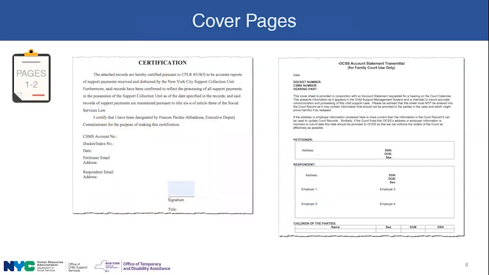Before we break down each section of an account statement, we would like to highlight the first 2 pages of each account statement. The pages are the certification page and the account statement transmittal page. The certification page certifies that the support payments received and disbursed are accurate and maintained pursuant to Title 6A of the Social Services Law. The account statement transmittal page reflects demographic information of the custodial parent, CP, the non-custodial parent, NCP, and the dependent children that we have on our system.